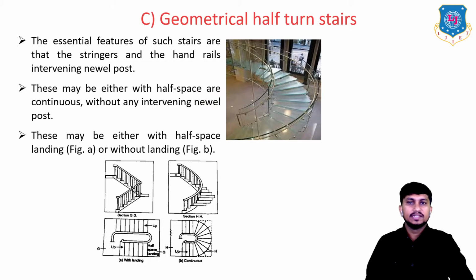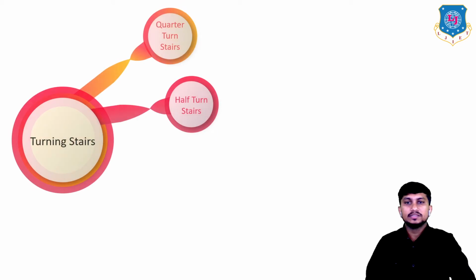Third type of half-turn stair is the geometrical half-turn stair. The essential feature of such a stair is that the stringers and the handrails are continuous without any intervening newel posts. This may be either with half space landing or without landing, which is shown in figure A and figure B. In figure A, the geometrical half-turn stair is with half space landing, and in figure B, the geometrical half-turn stair is with continuous type of steps. So that's all about the half-turn stair.